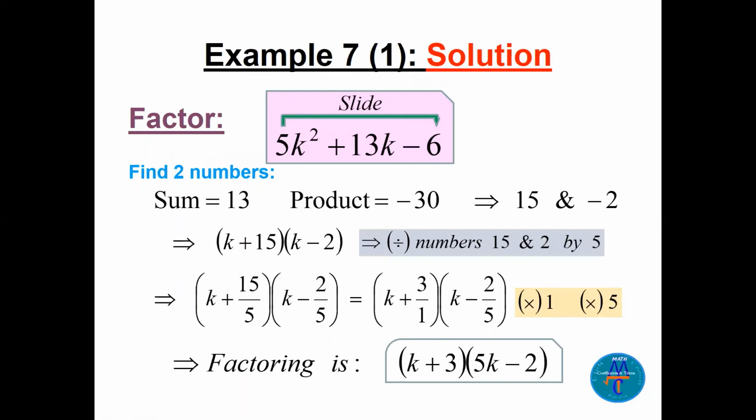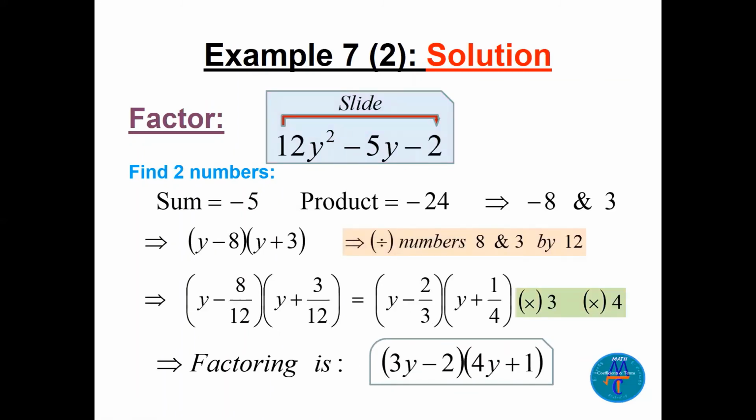So let's see. Now, example 7, second part. 12y squared minus 5y minus 2. Minus 5 is the sum. The product, multiply 12 and minus 2, will be minus 24. What are the numbers? Their sum is minus 5 and their product is minus 24. Is this minus 8 and 3? Just try to add here. To get these numbers, you have to think only of the numbers. One answer only there. Minus 8 and 3, if you add, you get minus 5. If you multiply, you get minus 24.